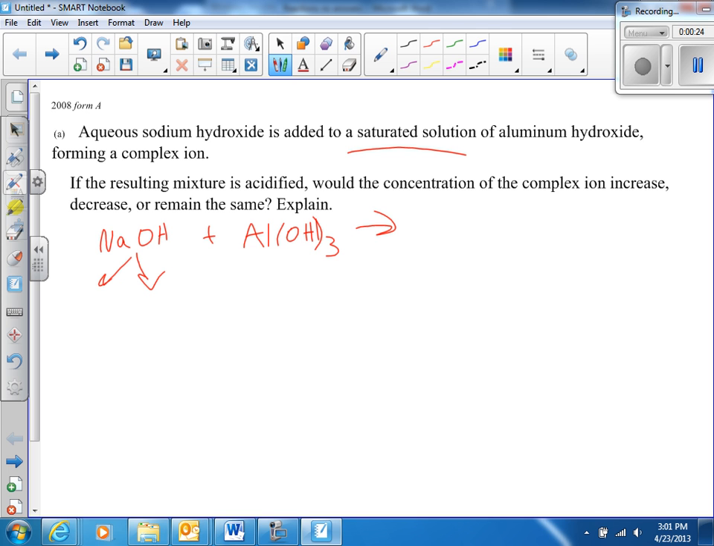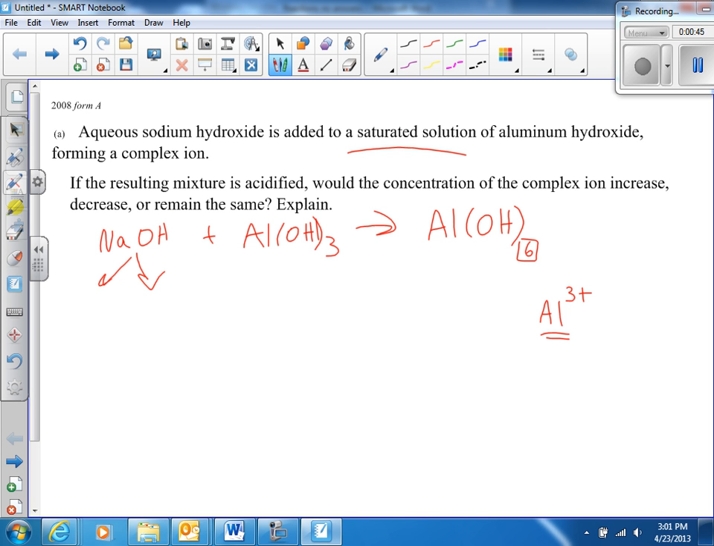Oh, we form a complex ion. So we already are told there's a complex ion forming. So Al, we've just got hydroxide and a hydroxide. The sodium's not going to do anything. Now Al was +3. And remember, the number down here is twice the charge of the metal. So this will be a 6.